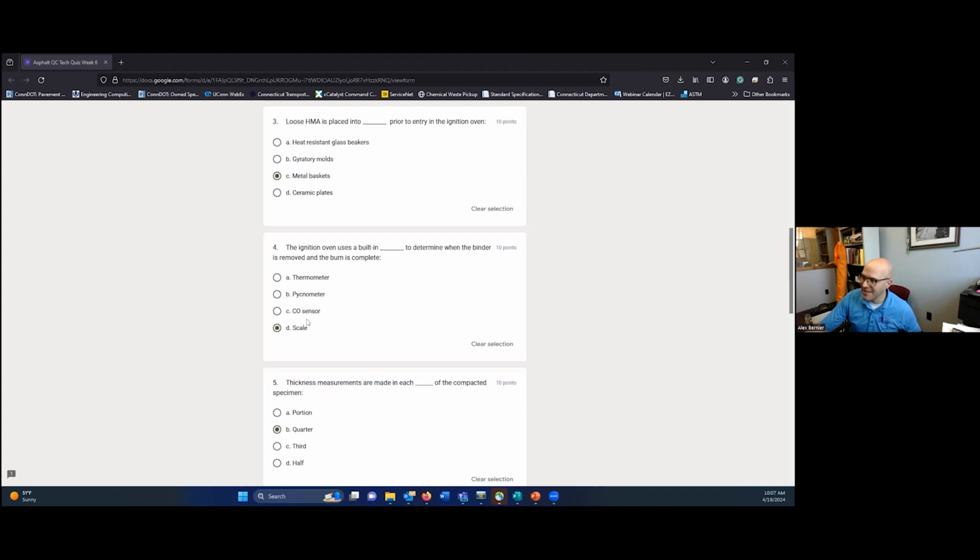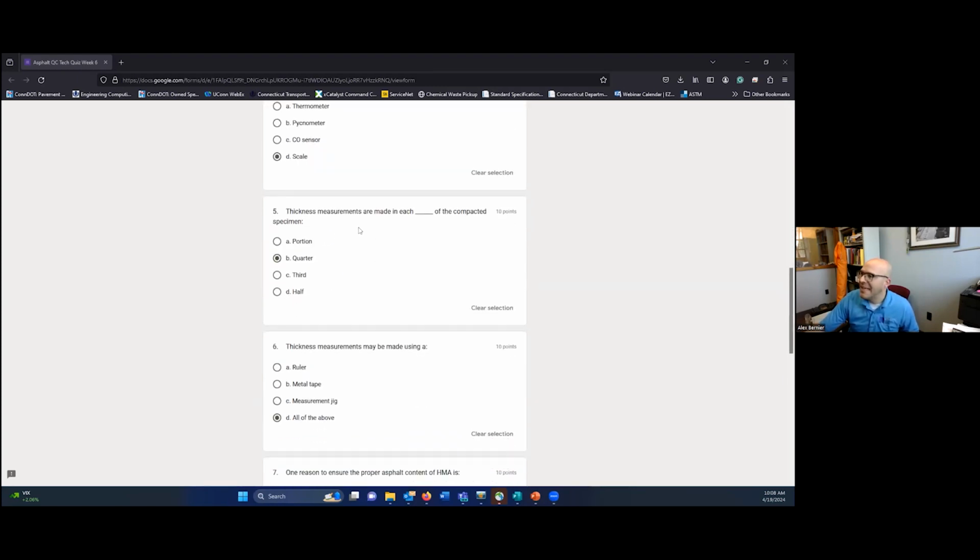So the correct answer here is a scale, because even if it's at 1,000 degrees Fahrenheit or 538 degrees Celsius throughout the entire test, right? If we're using a thermometer, think of that. We would not know if it's complete or not by monitoring that. It should be stable. So the scale is what's monitoring the change in mass.